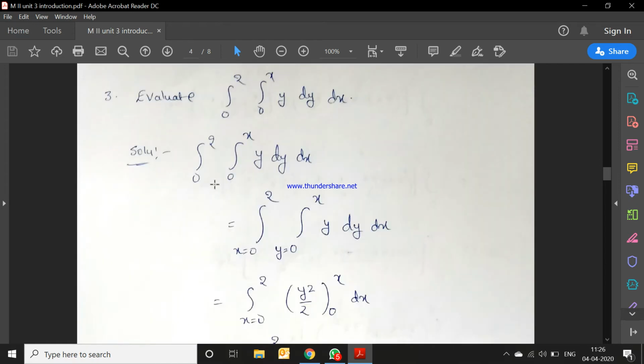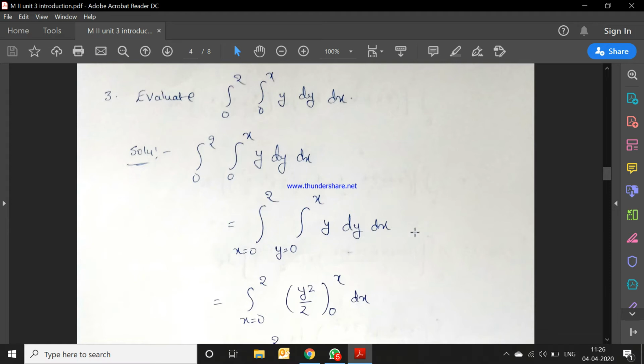And next problem, evaluate integral 0 to 2, integral 0 to x, y dy dx. In the previous two problems we discussed constant limits, but here the limits are variable limits. So the function is in x. That's why the first limits are 0 to x. This is a function in x, so that's why these are the limits for y. The remaining limits are for x. So x is equal to 0 to 2 and y is equal to 0 to x.